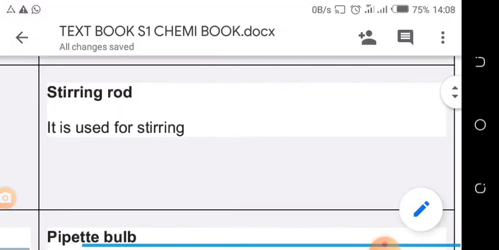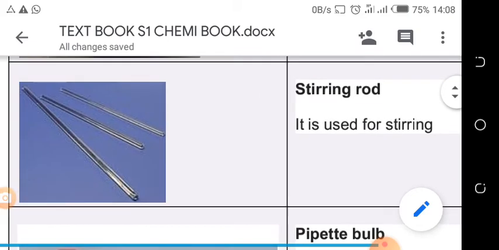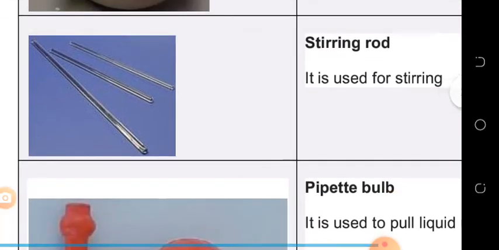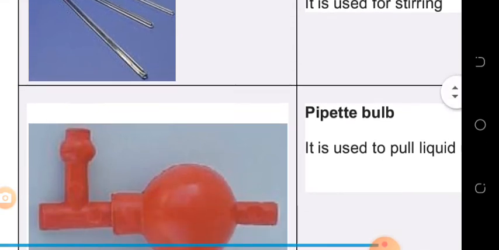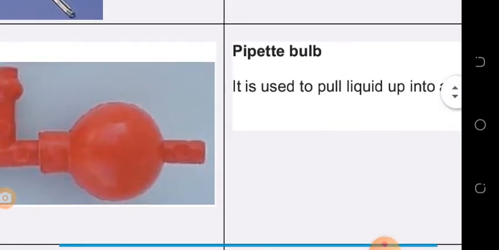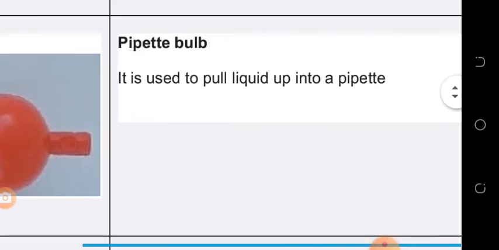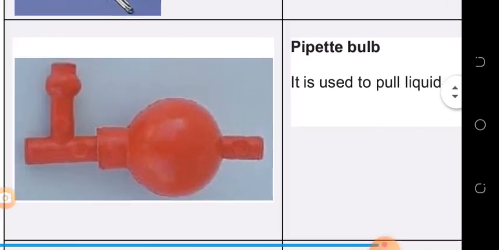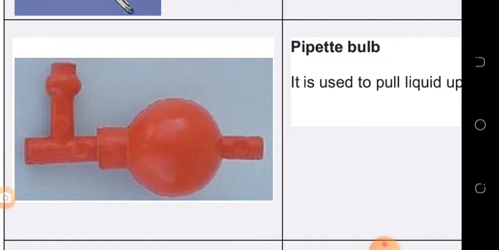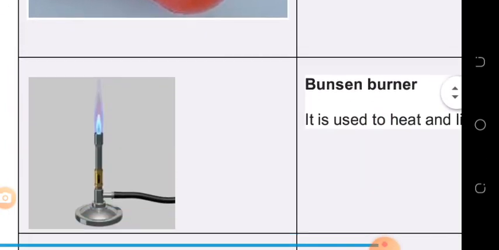Stirring rod: they are used for stirring. So when you want to mix a liquid like water together with the salt to make it dissolve completely, we use a stirring rod. Pipette with pump is used to pull liquid up into a pipette. So it is fixed onto the pipette, then you squeeze the lobed part, and then you detach it with your hands so that it can pick up a quantity of liquid from a substance.